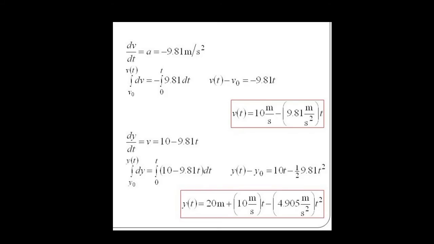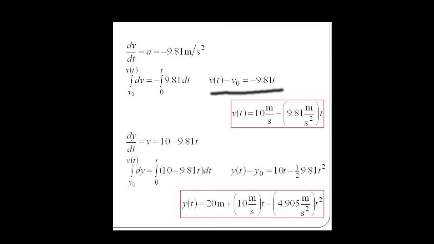We have here dv over dt is equal to a is equal to negative 9.81 meter per second squared. We just need to integrate both sides with the initial and final values. So in order to define the motion of the particles, it is necessary to specify the initial conditions of motion. So here we have the integral of dv, limit from 0 to vt, is equal to the negative of the integral of 9.81 dt, limit from 0 to t.